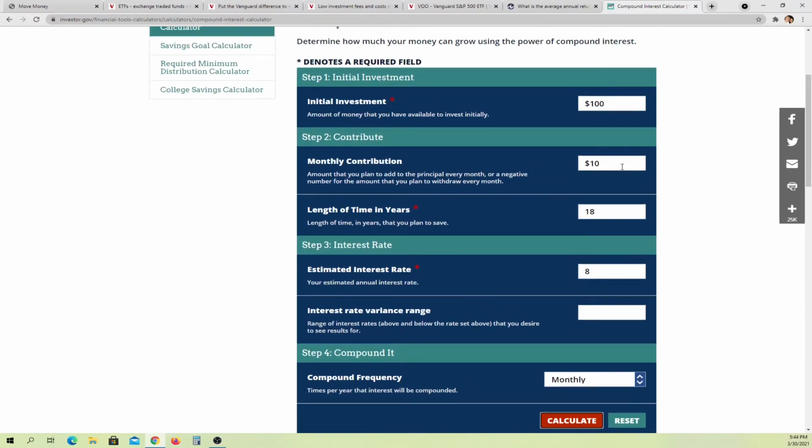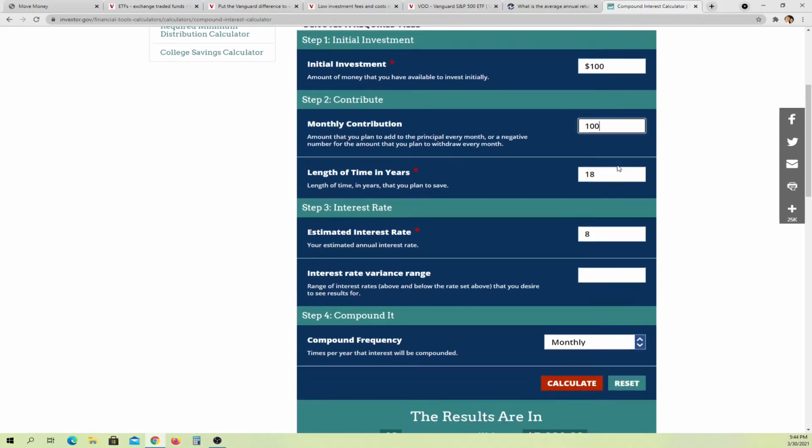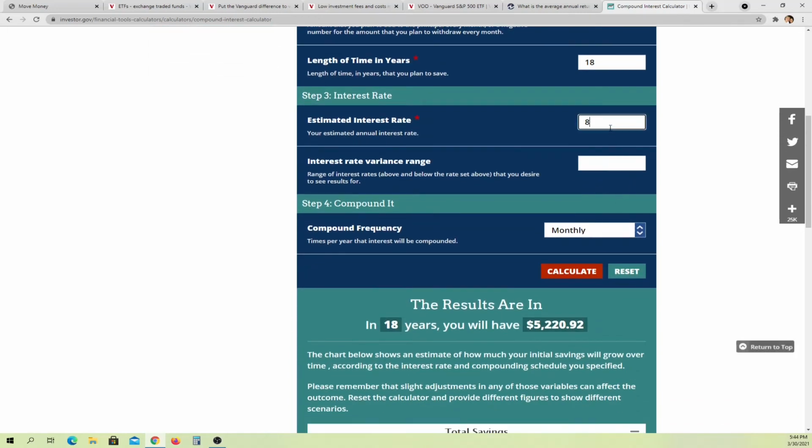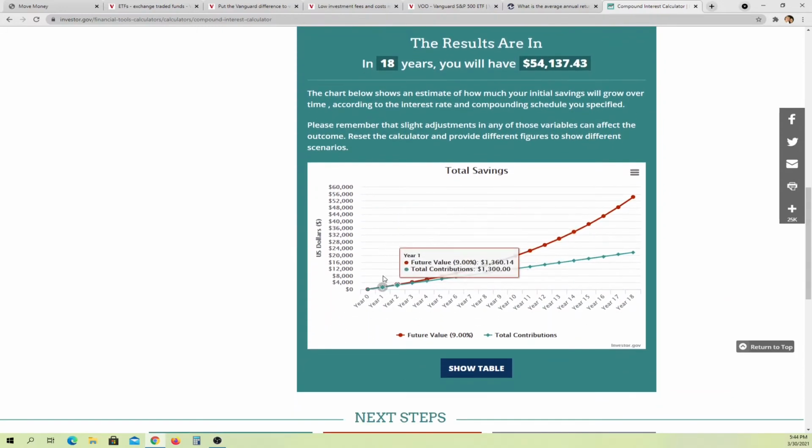Now, we'll just throw one other number in here just for fun. If you put $100 in there a month, and we'll just say the market made 9%, you see how much it could grow. In 18 years, $54,137.